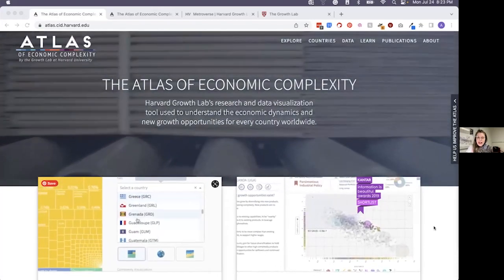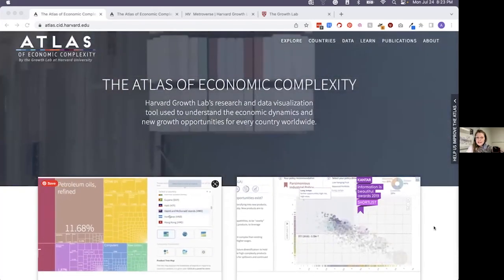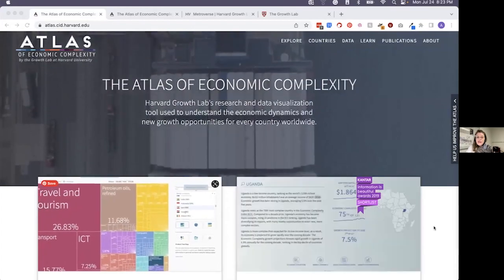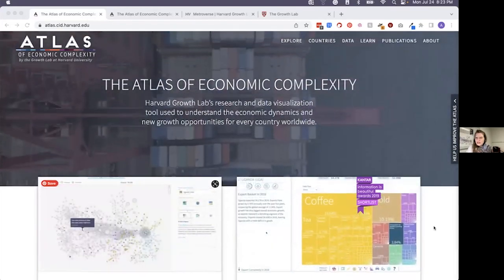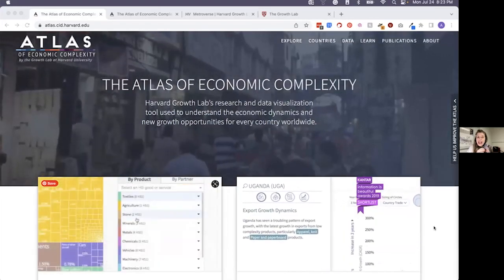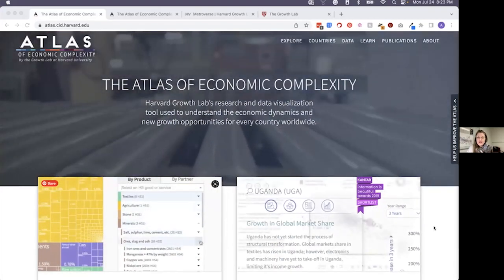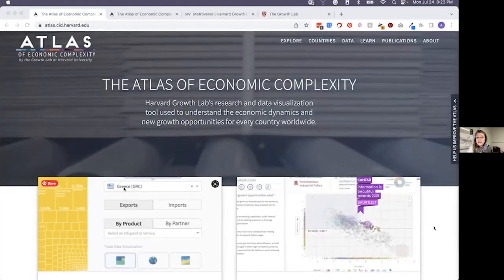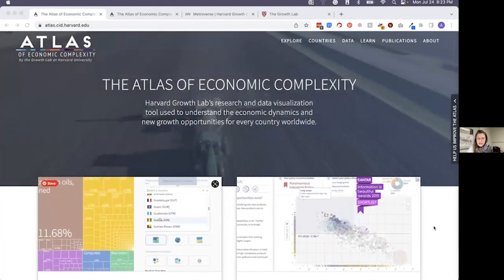And so in building the atlas, our job is to reflect that dynamic for every single country in the world. So one of the great things about the atlas is that it indeed covers every country in the world and over 6,000 different products and services.